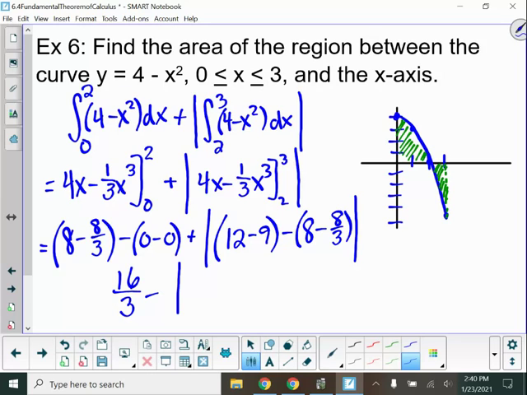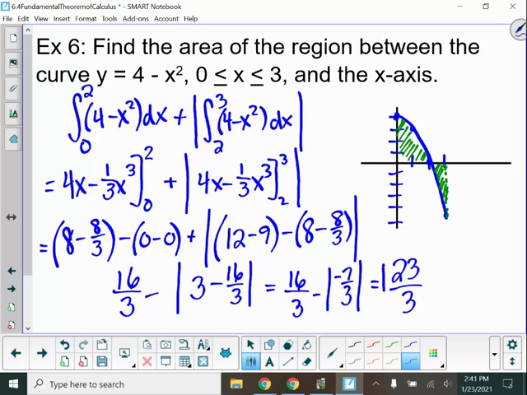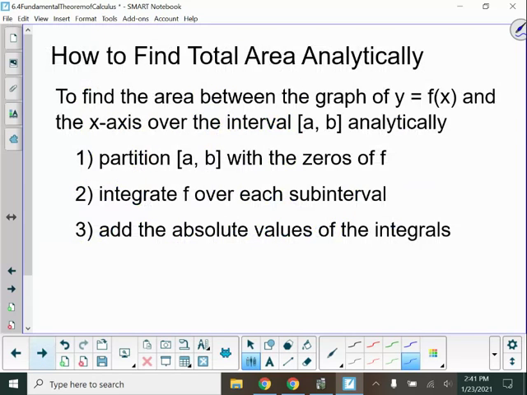Over here, 12 minus 9 is 3. 8 minus 8 thirds, I know that's 16 thirds, so this is 3 minus 16 thirds. 3 minus 16 thirds is going to be negative 7 thirds. Well, when I take the absolute value, that's going to turn positive. So when I add those two together, I end up with 23 thirds as my total area between the curve and the x-axis. So here's how to find the total area analytically.